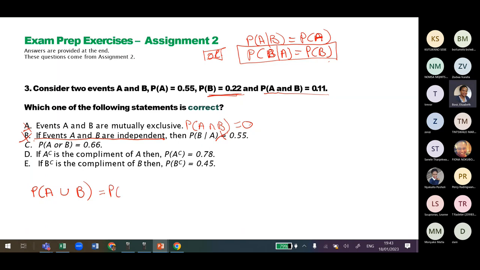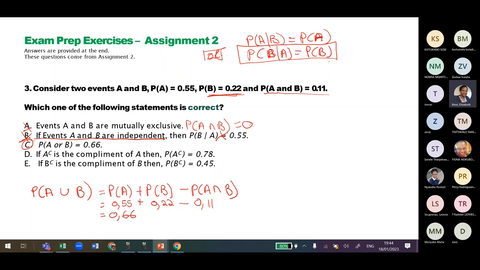So it is the same as the probability of A plus the probability of B minus the probability of A and B. You were given all the values. All you need to do is substitute into the formula, calculate, and check if that is correct. Let's do that. What is the probability of A? It's 0.55 because everything is given to you in the statement. Go back to the statement with the probabilities. Plus, what is the probability of B? 0.22. Minus, what is the probability of A and B? 0.11. Calculate, what is the answer? It's 0.66. Therefore, it means C is correct.